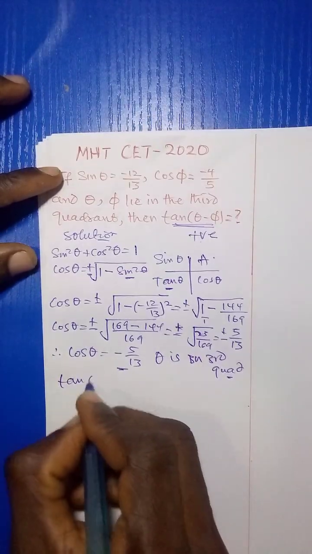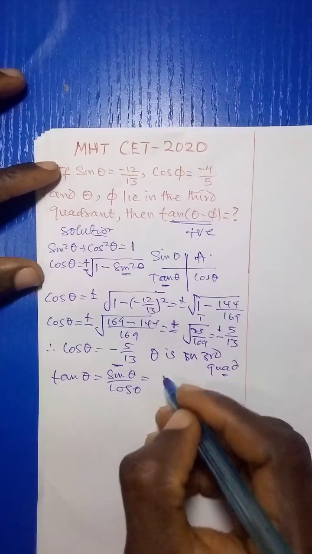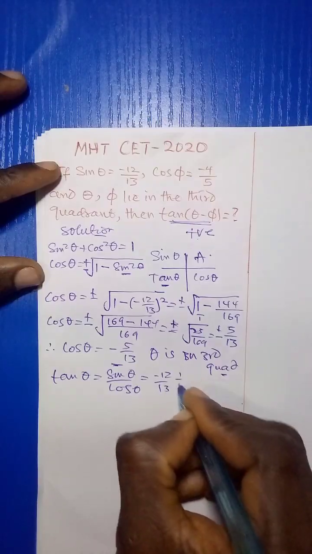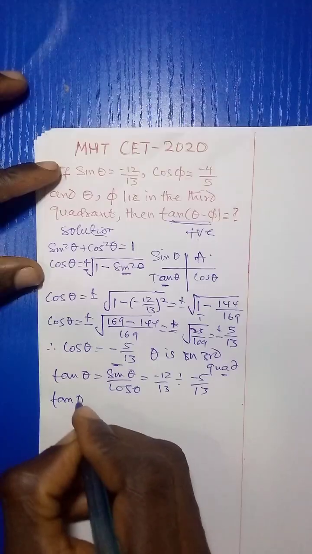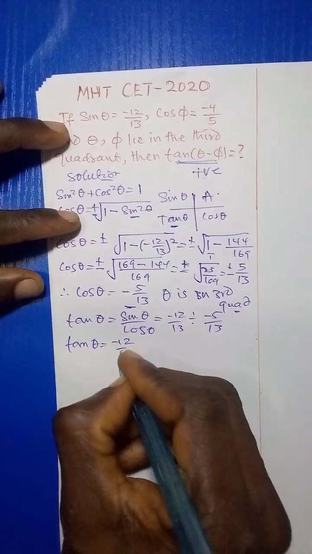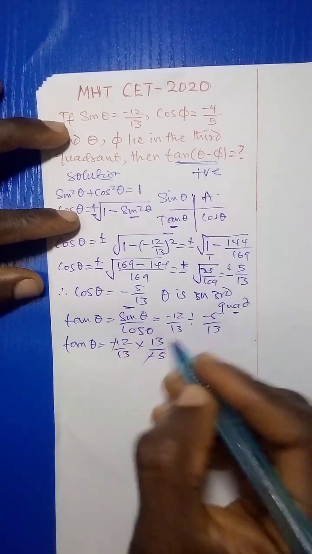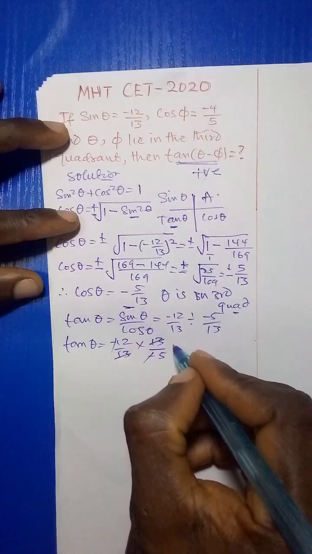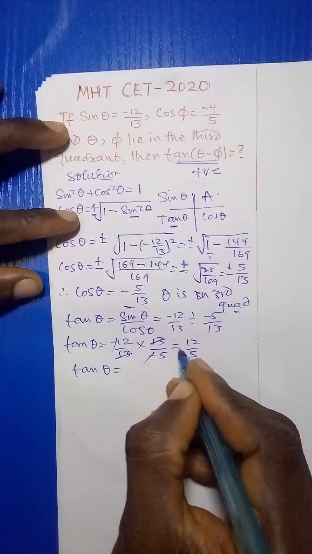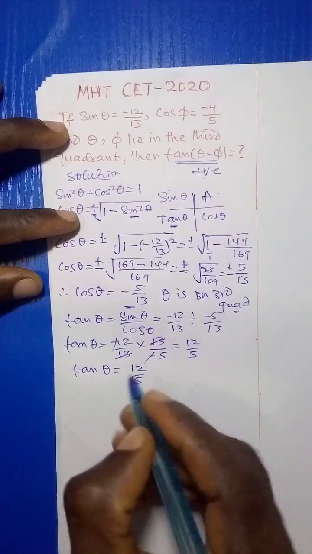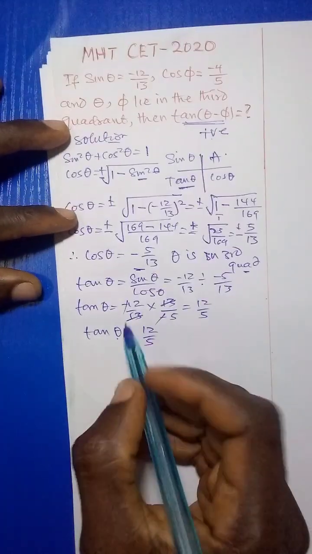So tan theta will now be sine theta over cos theta. That becomes minus 12 over 13 divided by minus 5 over 13. So tan theta is equal to minus 12 over 13 times 13 over minus 5. This minus sign will cancel this minus sign and 13 will cancel 13. So we have 12 over 5. This is our tan theta. Let's remember tan theta is also positive here, 12 over 5, because theta is in the third quadrant, which is this. And let's do the same for phi.